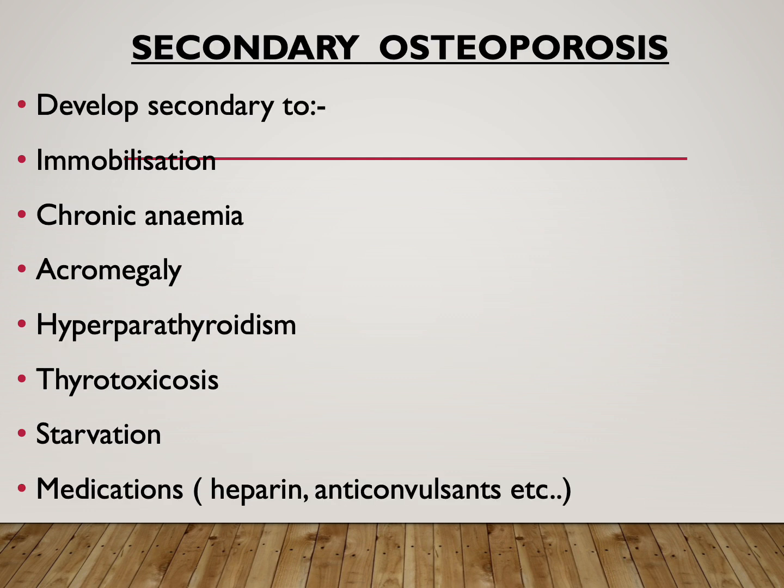Coming to secondary osteoporosis. As I told you earlier, secondary osteoporosis develops secondary to some other underlying condition. So it develops secondary to immobilization, chronic anemia cases, acromegaly, hyperparathyroidism, thyrotoxicosis, starvation, and certain medications like heparin, anticonvulsants, etc.